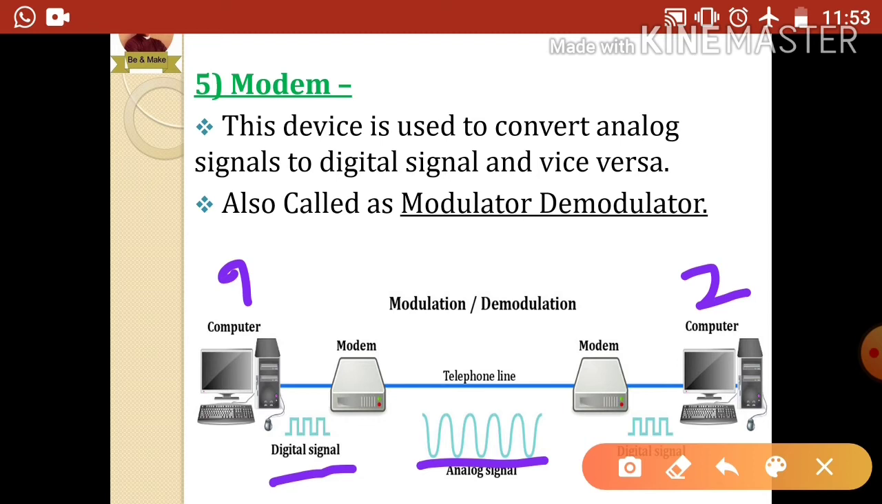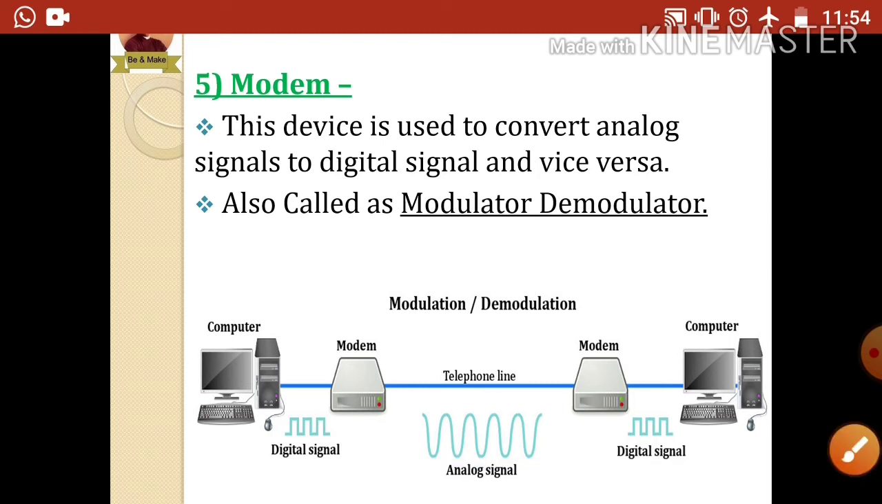Once this analog signal reaches the receiver's end, there again one modem is installed. So here this analog signal gets converted into this digital signal again, and this digital signal will be read out by the CPU of the receiver's end and the message will get converted into its original form. This is how modem will work.